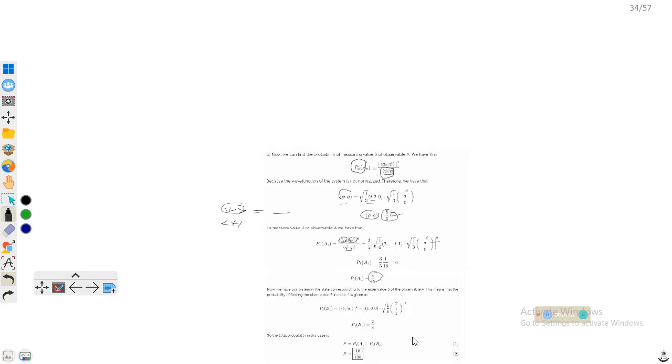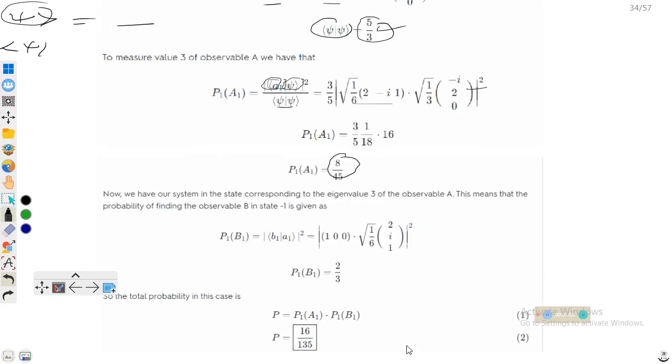And similarly, the probability for b with the given eigenvalues. We have our system in the state corresponding to eigenvalue 3 for the observable a. This means the probability of finding the observable b in the state -1 is given by the probability of b1, which is equal to the modulus square of <b1|a1>. We are given b1, because the eigenvector for eigenvalue -1 is b1, so we take b1 and a1, where b1 is this and a1 is this. Taking its modulus square gives probability 2 by 3.